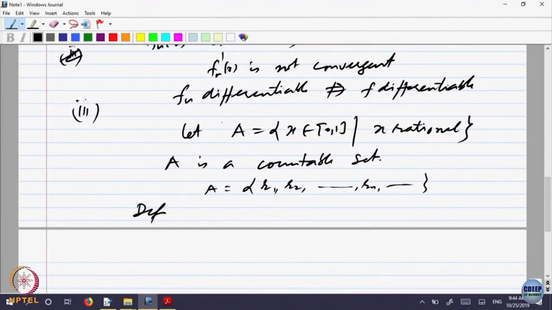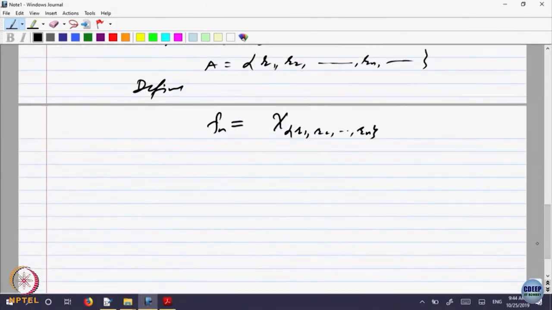So define Fn to be equal to the indicator function of the set {R1, R2, ..., Rn}. So what does that mean? What is the meaning of the indicator function? If you recall, that meant that Fn(x) is equal to 1 if x is equal to R1, R2, up to Rn, and is 0 otherwise.